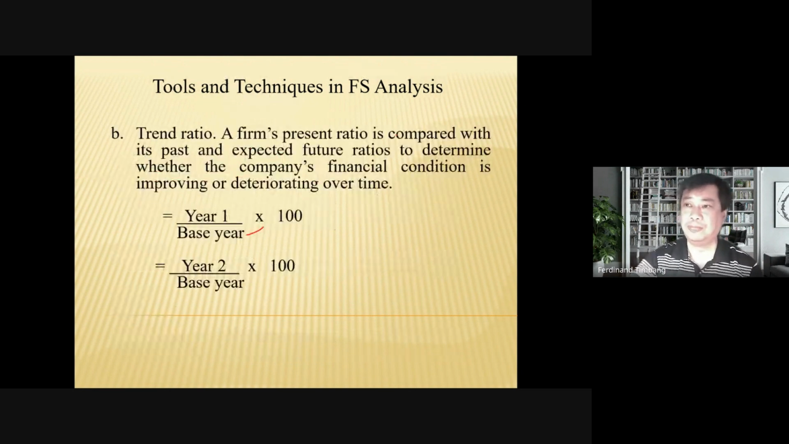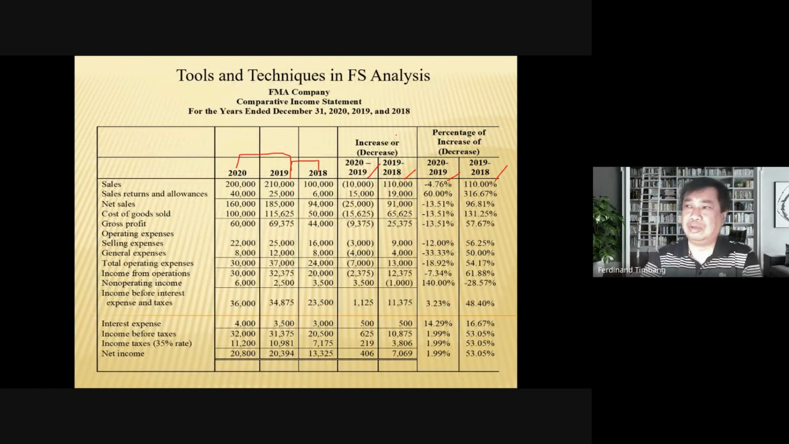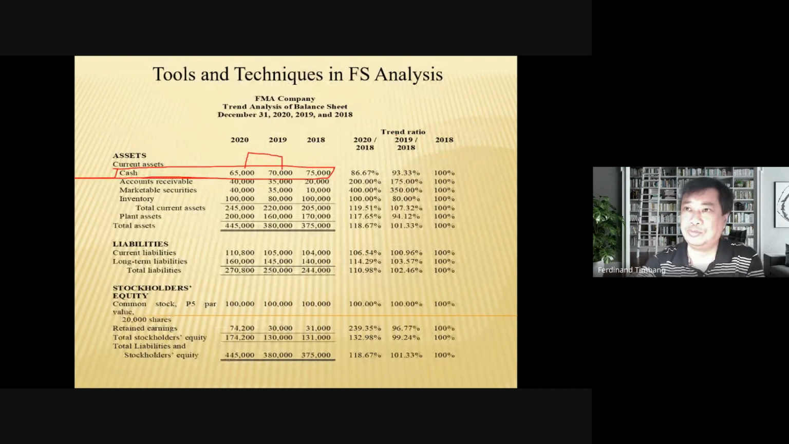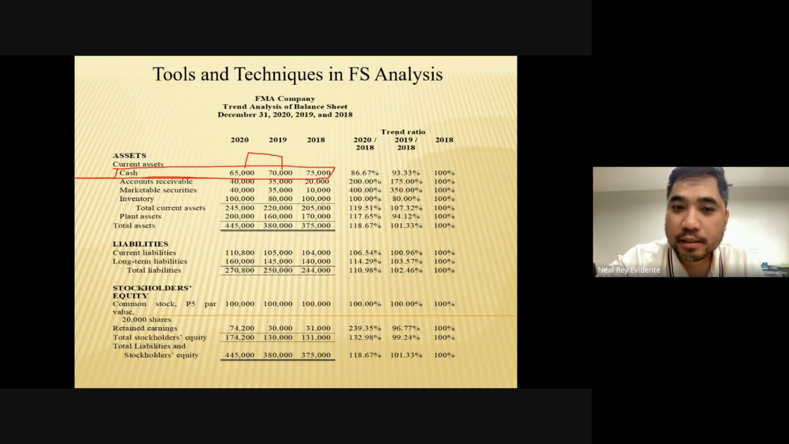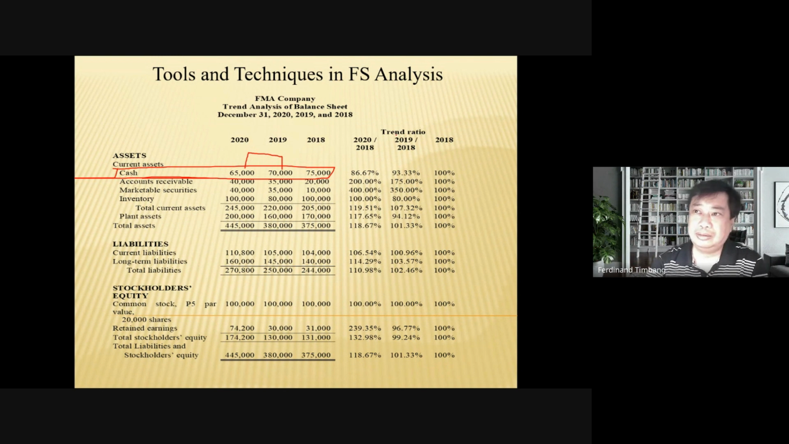Kasi dito, from the base, ito 2 years lang. Ito, 1 year increase movement from 1 year to another year lang, but it does not give you anything. Walang trend eh. But if this one, you can see the trend. Mas better ba siya, sir? On the long-term analysis, this one is better, no?